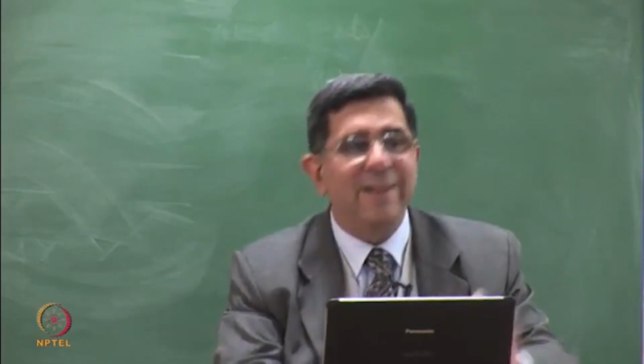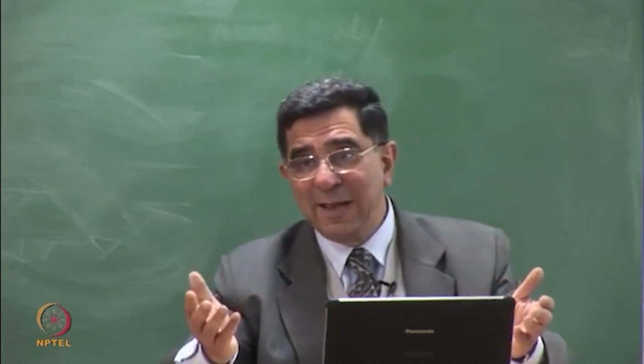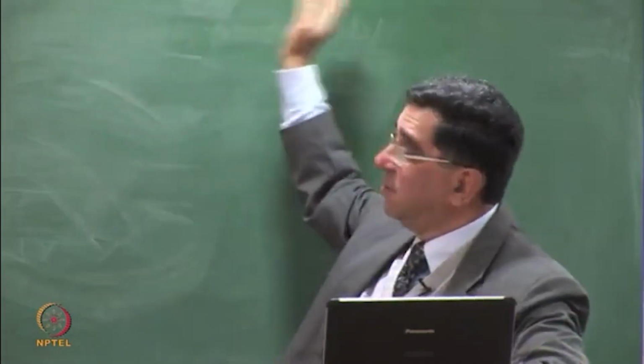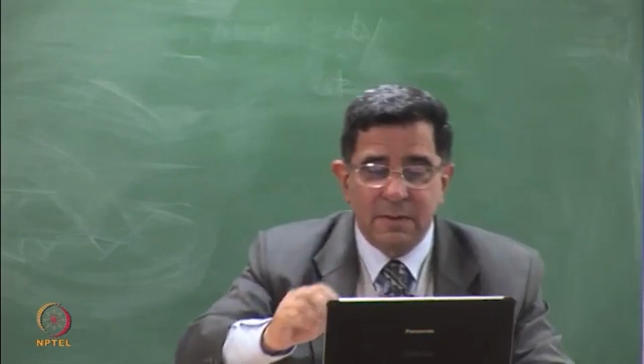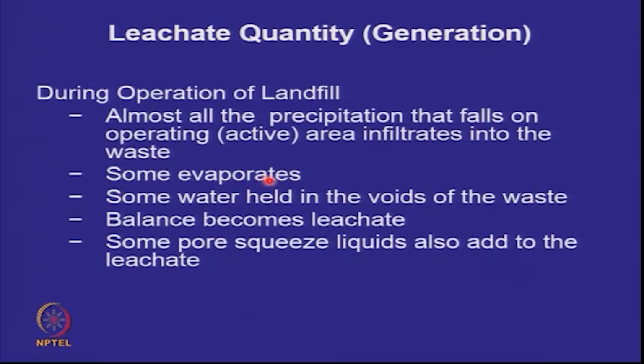So how you operate matters. And the smaller you make this area, the less leachate, because what is falling outside is not coming into the leachate. So all the precipitation falls, some may evaporate, some water is held in the voids, the balance becomes leachate, some pore squeezed liquids are also added. So this is the main thing.